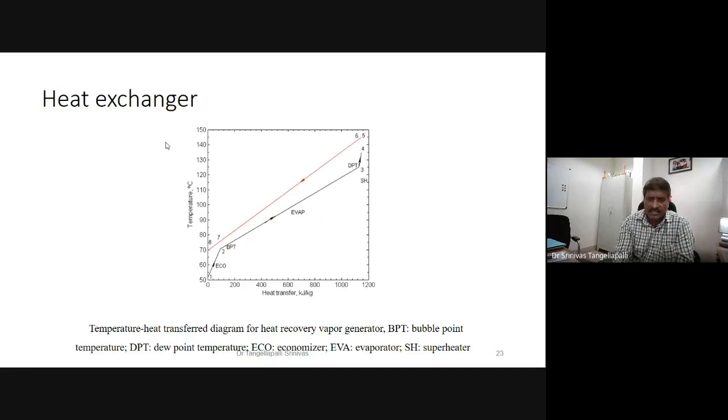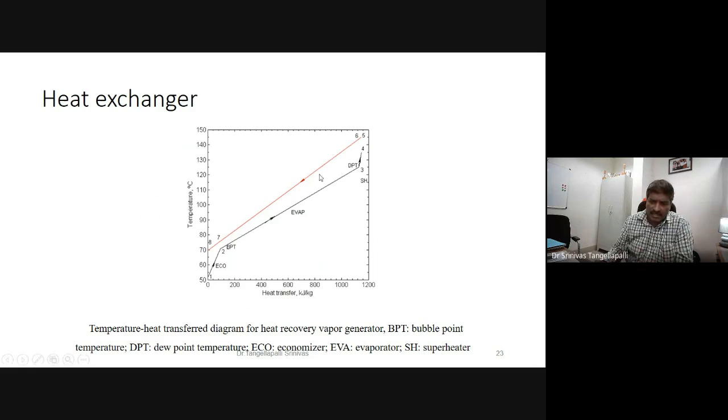That depends upon the case. Okay, now the heat transfer in the heat exchanger, especially the boiler. This drawing is prepared for a complete boiling process, not for a partial boiling process. This is the temperature heat transfer diagram.